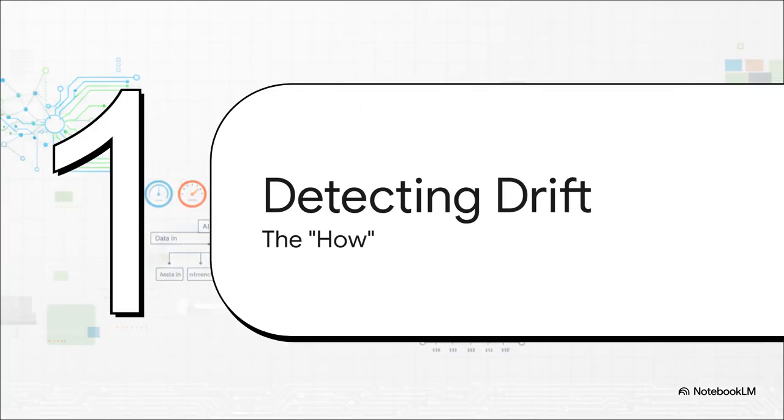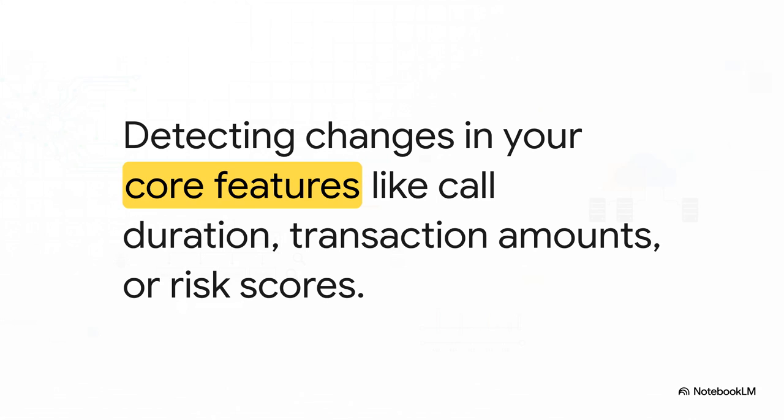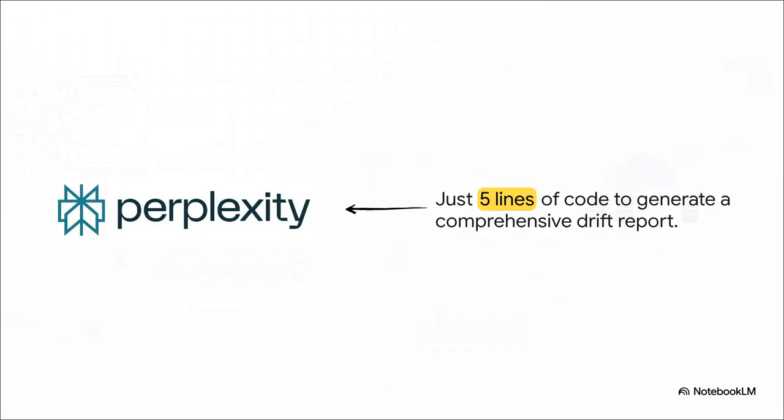Okay, theory is great, but let's get our hands dirty. It's time to look at some code and see how you can actually start catching these problems in your own systems. First up, let's tackle the most common kind of drift, the one you'll probably run into first, tabular data drift. You know, the classic stuff, data in columns and rows, like a spreadsheet. We're talking about your core features, things like call duration, risk scores, the numbers that are the bread and butter of your model.